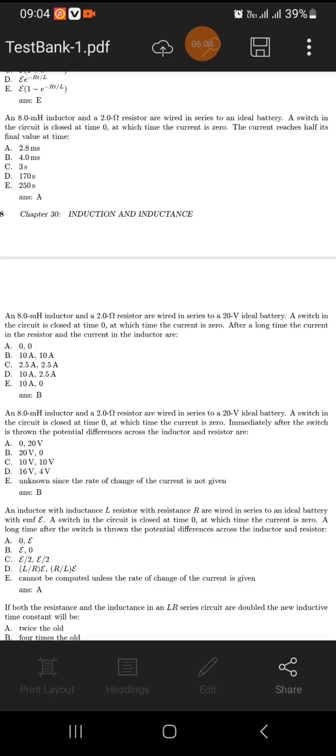Like time was 28 years. Now they want current. Current now is going to be B. 10 amperes, 10 amperes, 10 amperes. It's a repeating thing.